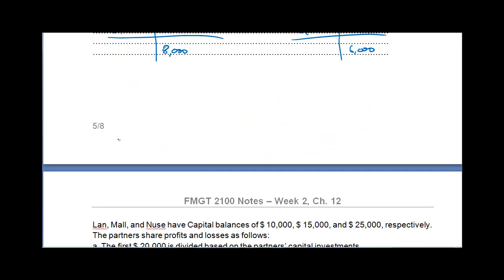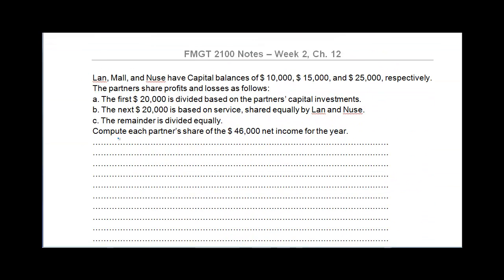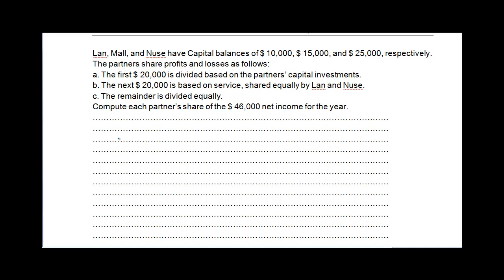Okay, let's look at a little bit more complicated situation now. We have 3 partners, Lan, Mol, and Noose, L, M, and N. So they have capital balances as follows. They do have a formula now for sharing profit. So the first $20,000 is based on their investments. The next $20,000 is based on their service, which is spelled out as being shared equally by Lan and Noose, and then the remainder is divided 1/3, 1/3, 1/3 equally. Total net income for the year, $46,000.